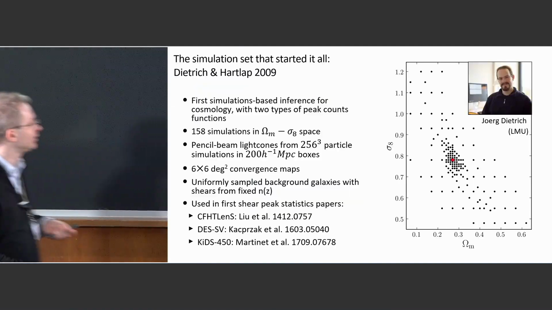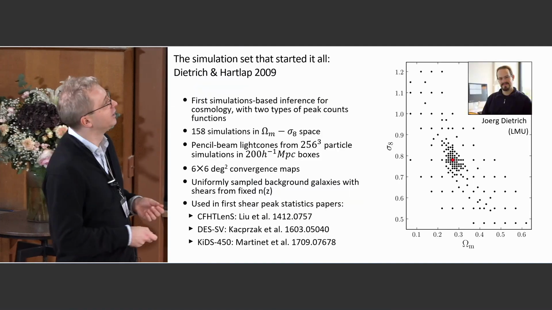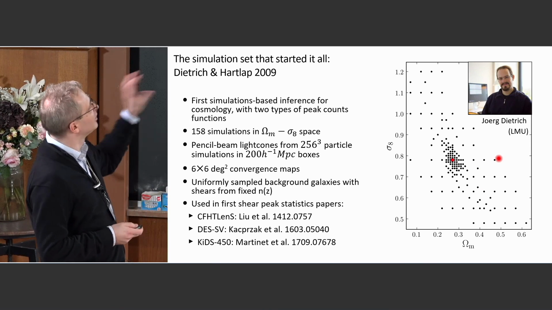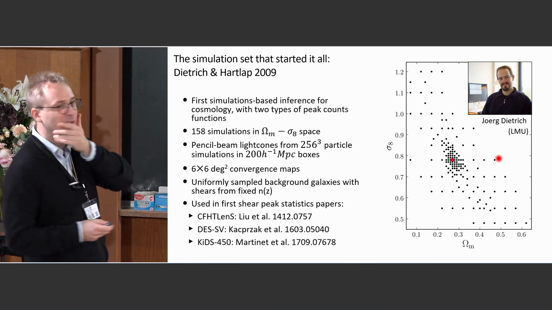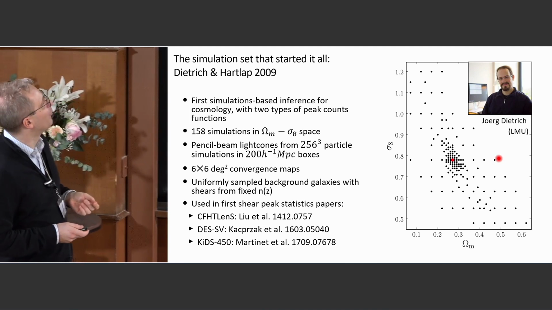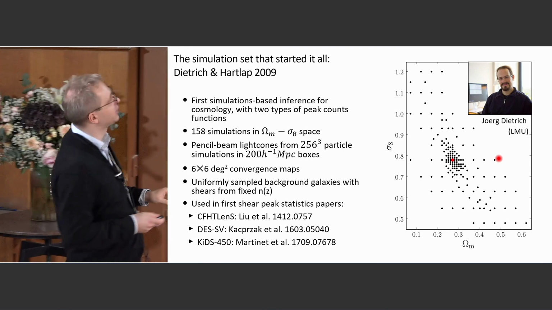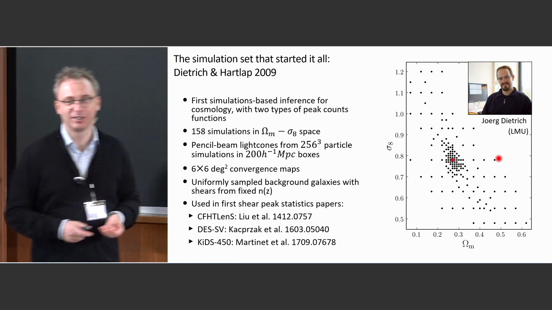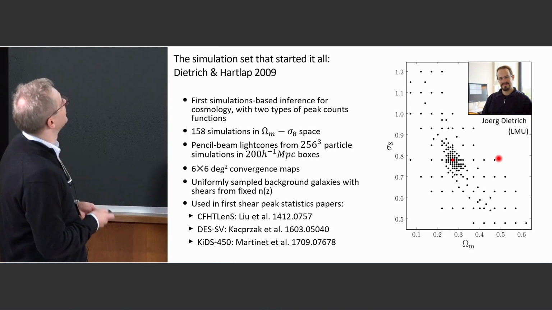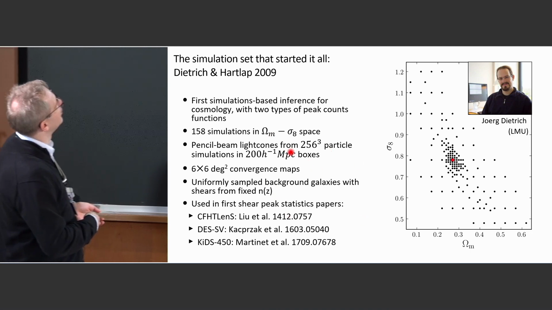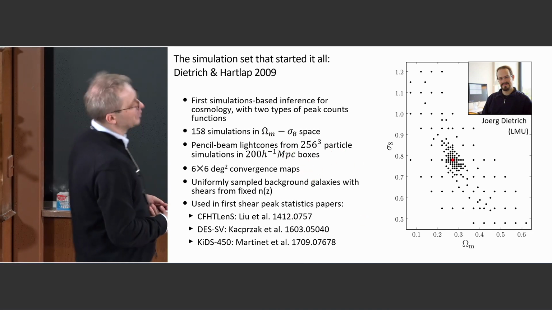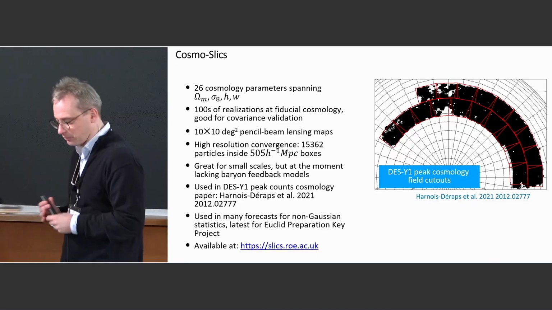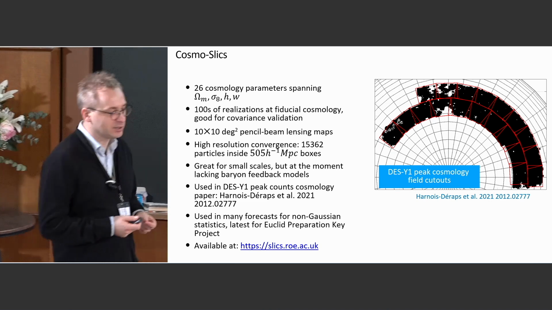So the simulation that started it all, Dietrich and Hartlap 2009, this is Jörg. It's a really wonderful person, left academia unfortunately, but this simulation set has been used massively in the early peak statistics papers, including mine, and it has 128 cosmologies. Actually now it's only 157, because they were stored on hard drives, and one of them failed, and we lost one cosmology. So it's been a really great data set to work with, and many people used it. So thanks, Jörg.